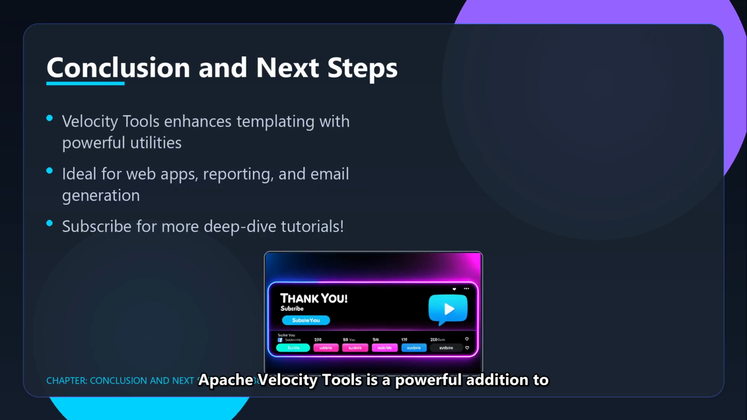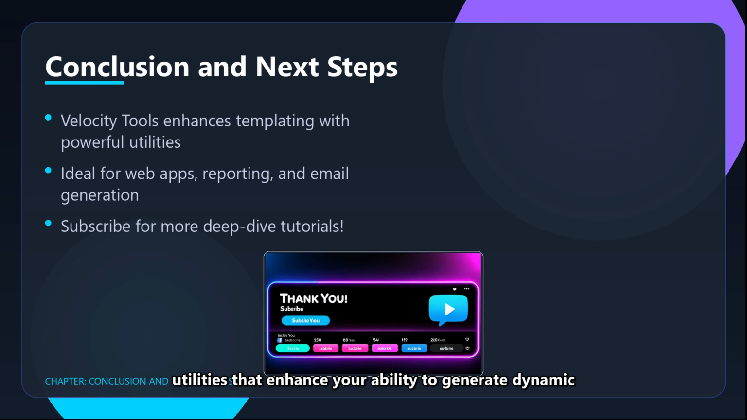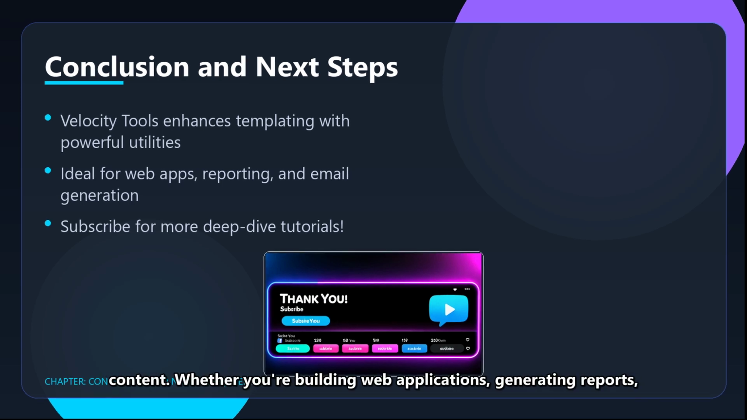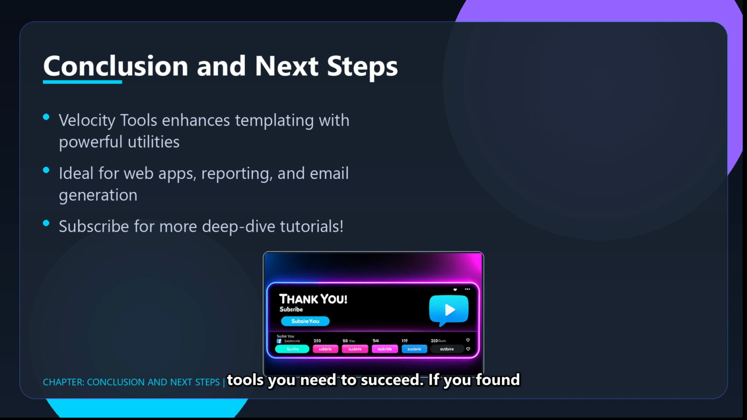Apache Velocity Tools is a powerful addition to the Velocity templating engine, offering a suite of utilities that enhance your ability to generate dynamic content. Whether you're building web applications, generating reports, or crafting personalized emails, Velocity Tools provides the tools you need to succeed.